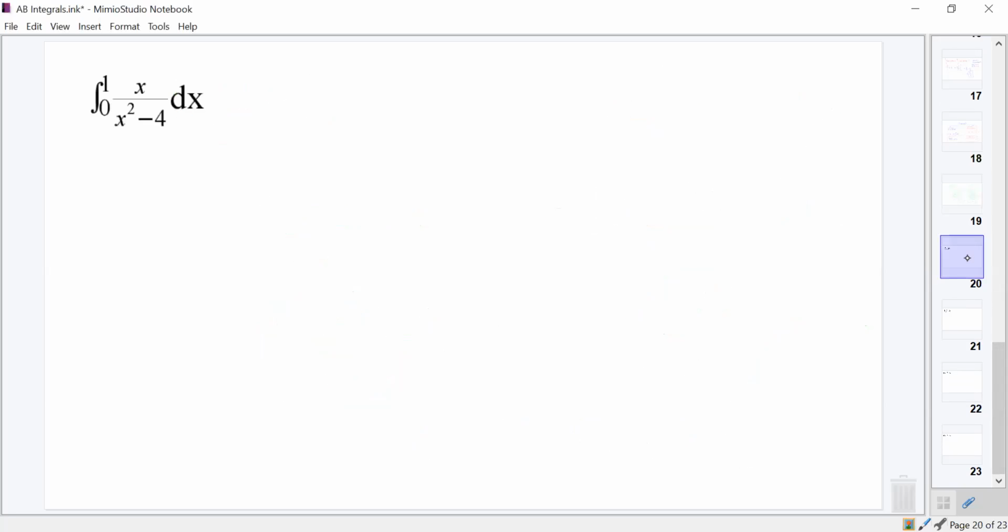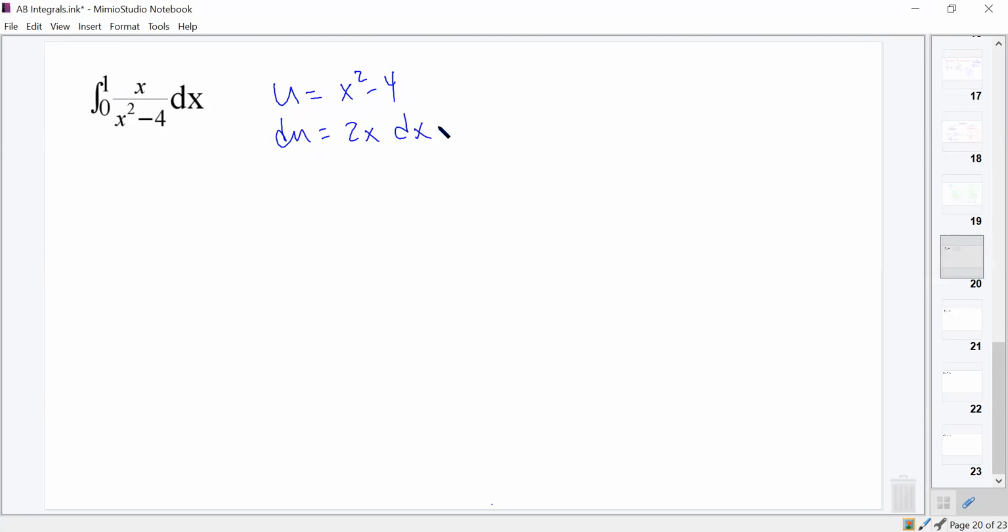All right, let's move forward. Let's do a couple more of these and then we'll be done. We have the integral from 0 to 1 of x over x squared minus 4. So anybody see a good u-sub here? Make the denominator equal to u. All right, so let u equal x squared minus 4 and du equal 2x dx.